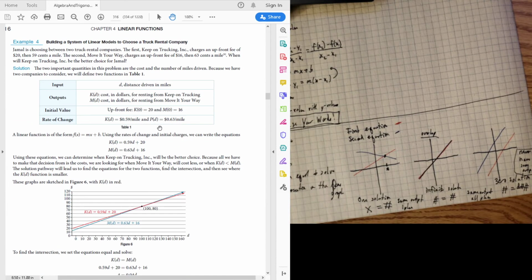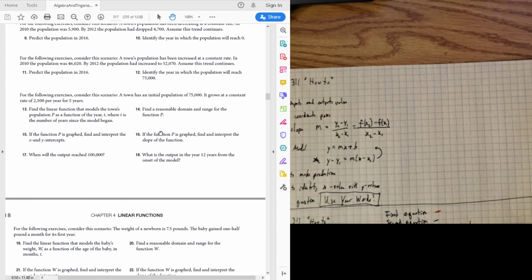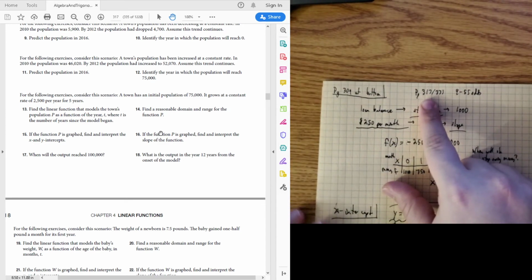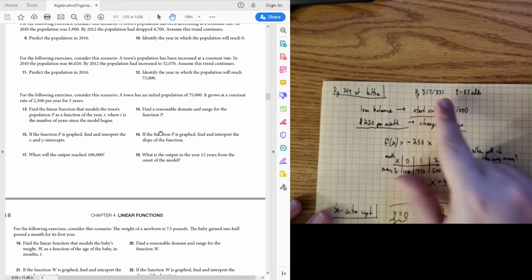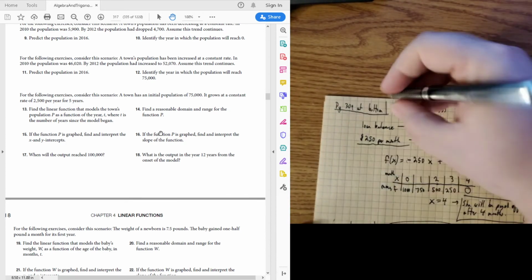Now, this should pretty much wrap us up. Yep, there it is. Remember our homework assignment? Our homework assignment for this section is going to be page 317/335 in our textbook. 9 through 55 odds. This is section 4.2.